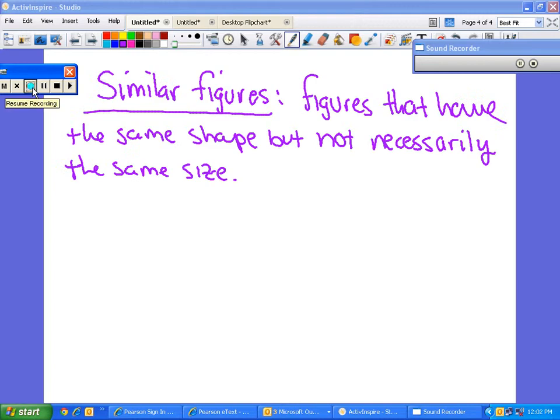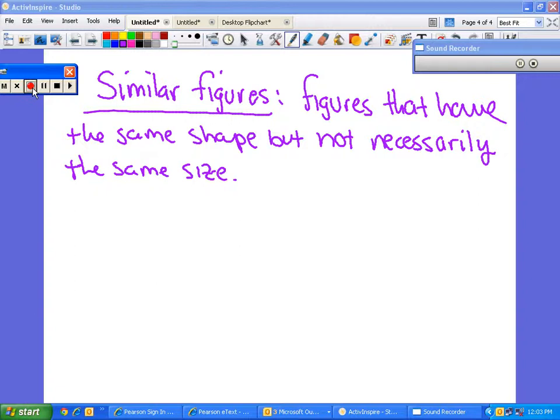Okay, so in the bell work problem, what we did is we compared three different things, 2 TV screens and a movie screen, and we determined which two were similar. So what we're dealing with are similar figures.